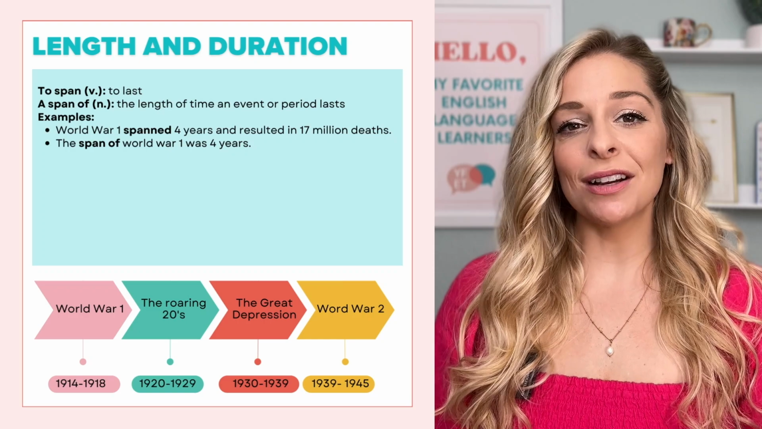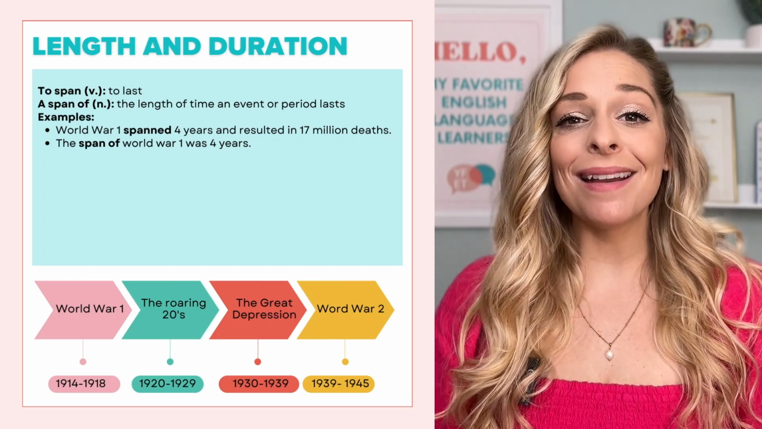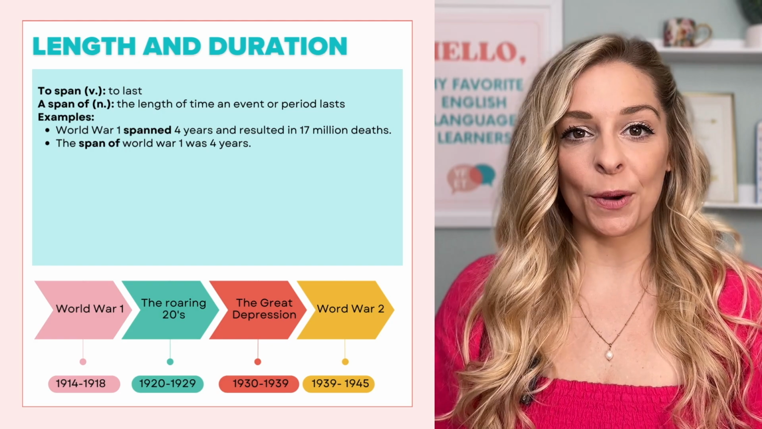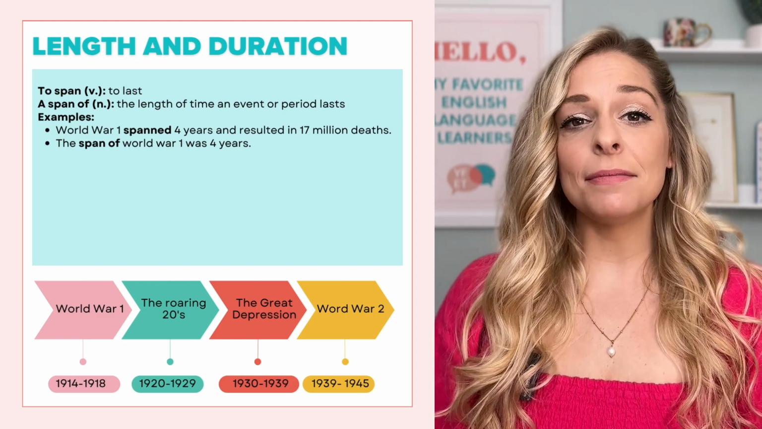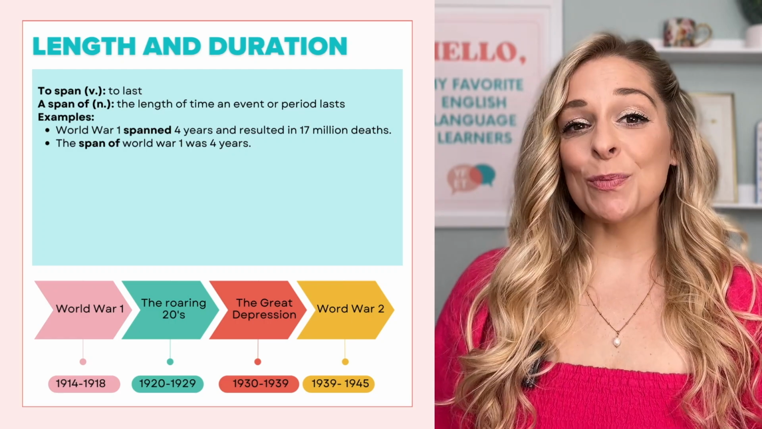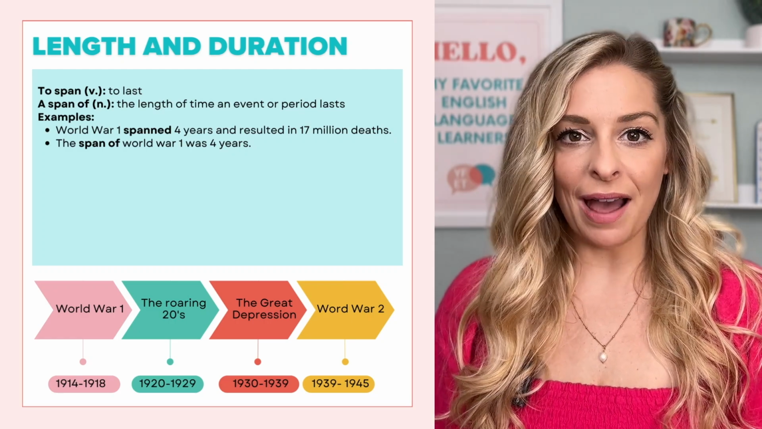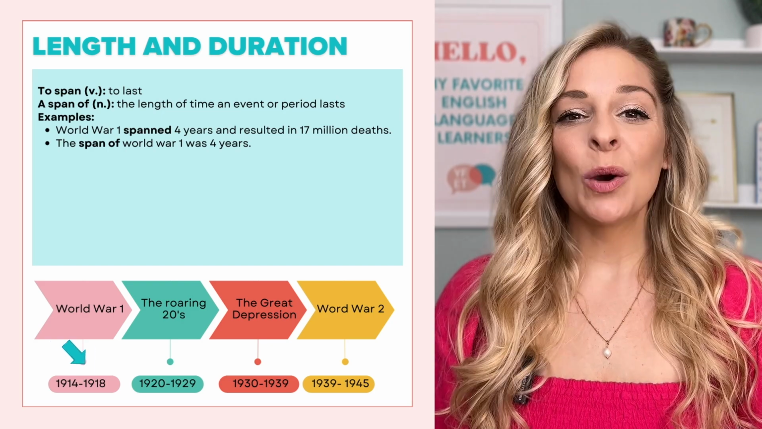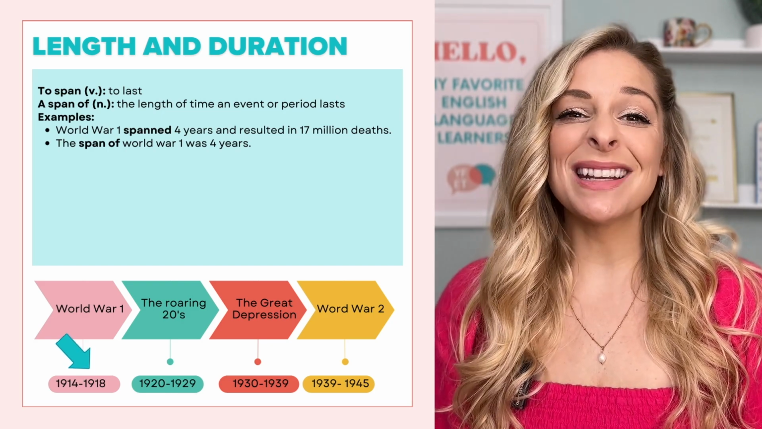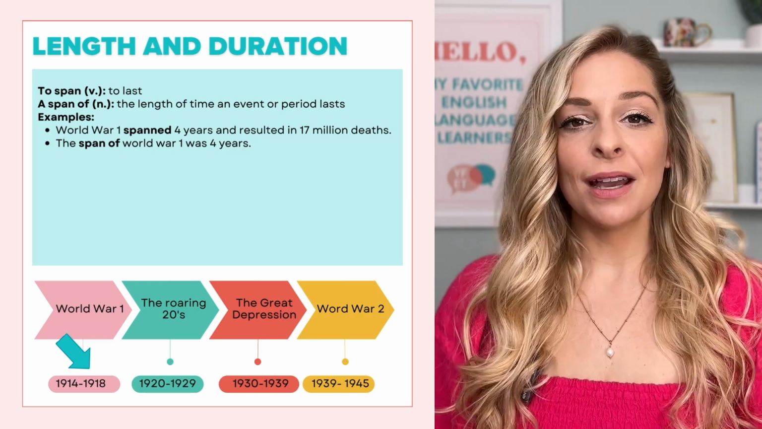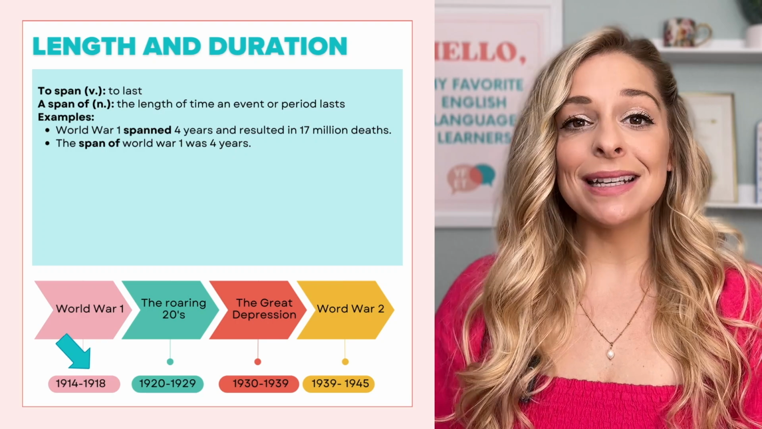And our next word here is to span in the verb form, and a span of, which is the noun form. To span means to last, and a span of means the length of time that an event or period lasts. Let's look at some examples. World War I spanned 4 years and resulted in 17 million deaths. Notice here, World War I is our subject and spanned is the verb.